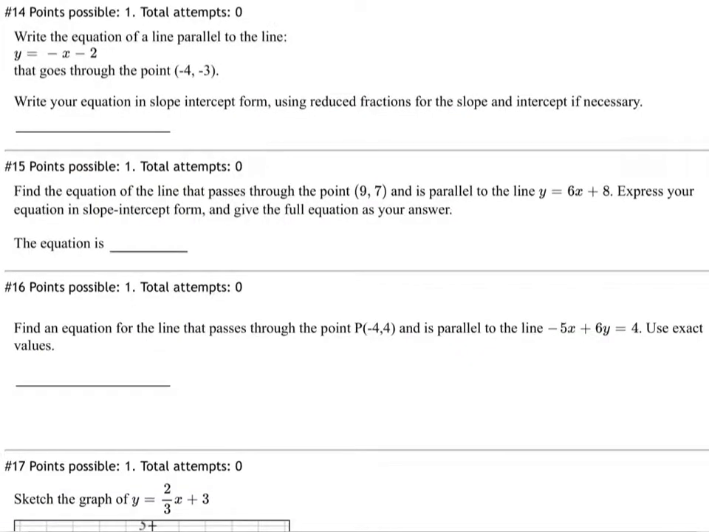I want to try to get through these for you. Write the equation of a line parallel to that line that goes through the point negative 4, negative 3. And then they're going to come down and do this. Find the equation of the line that passes through this point and is parallel to that. Write your equation in slope-intercept form using reduced fractions. Use exact values. Okay, how are we doing on time? And then sketch the graph. Okay, good. So these are the big ones we have left to do.